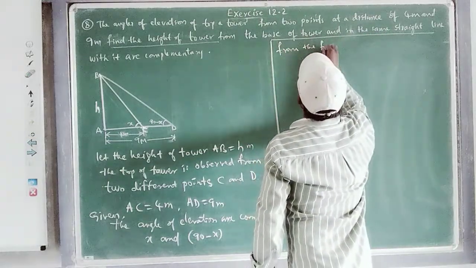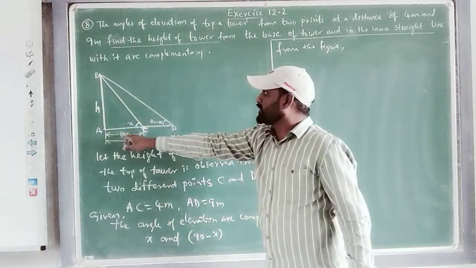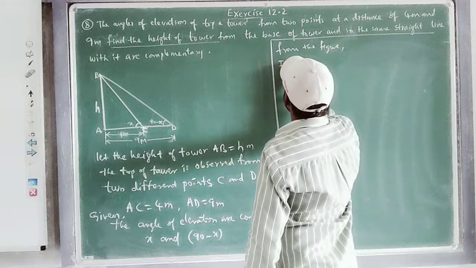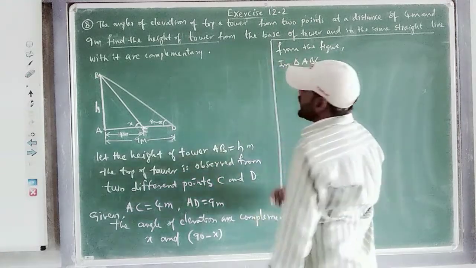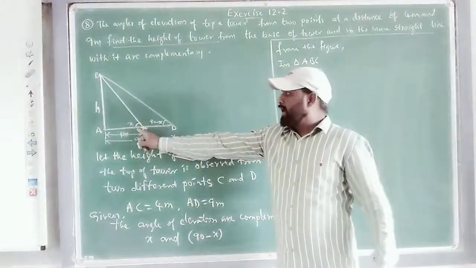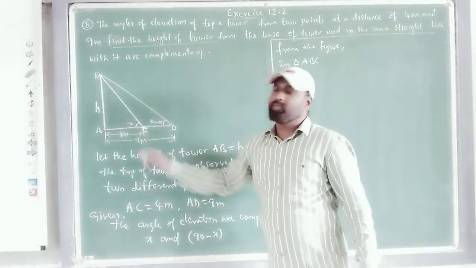From the figure, now I am using this one. First, in triangle ABC, what is the angle here? At C, angle X. The point C is 4 meters away.